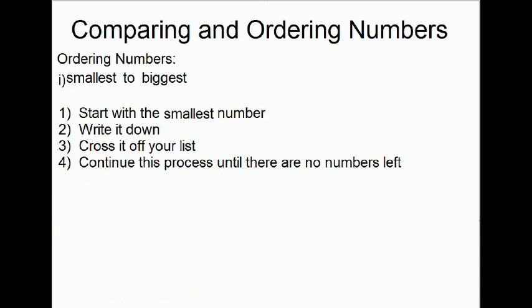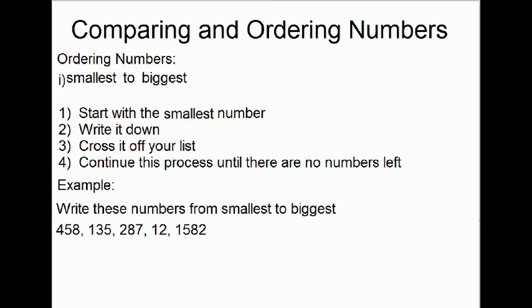Well, the next thing we're going to look at is how to order numbers from smallest to biggest instead of biggest to smallest. And the process is very much the same, except instead of starting with the biggest number now, you're going to start with the smallest number. Write that number down and then cross it off your list. And you continue with this process until you have no numbers left. So let's take a look at an example. So here we have a list of numbers, and this time we're being asked to write these numbers from smallest to biggest.